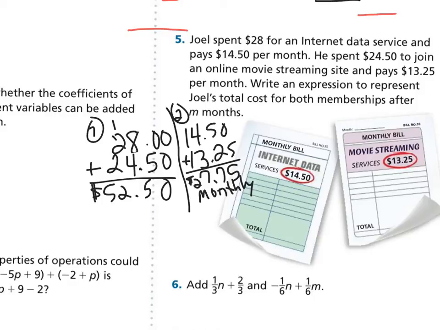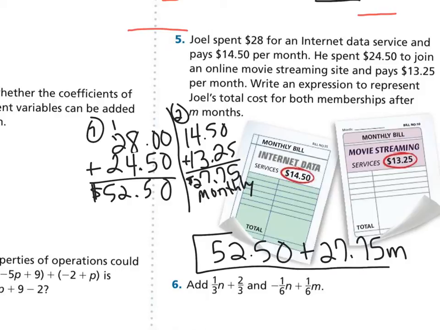So if we write an expression for this, we could just say we've got $52.50 plus $27.75 times M. A lot of times you'll see it switched around from this actually: $27.75 times M plus $52.50. A lot of times they put the variable terms first. You don't have to do that. Just understand that's how they're going to put the answers a lot of times.